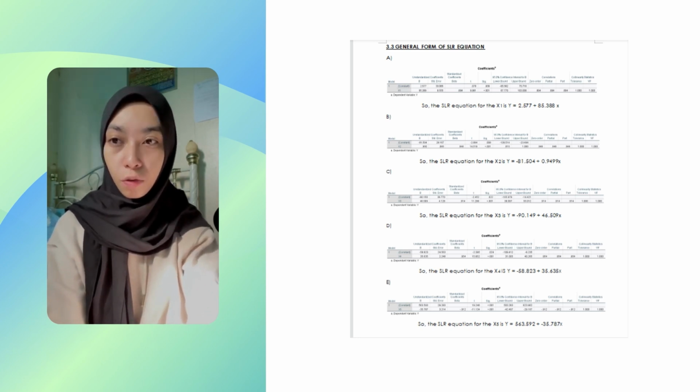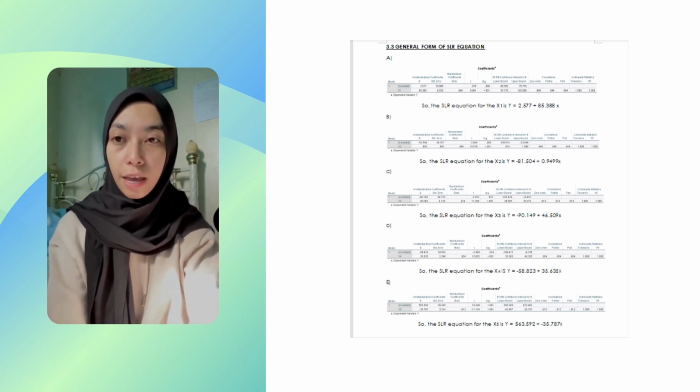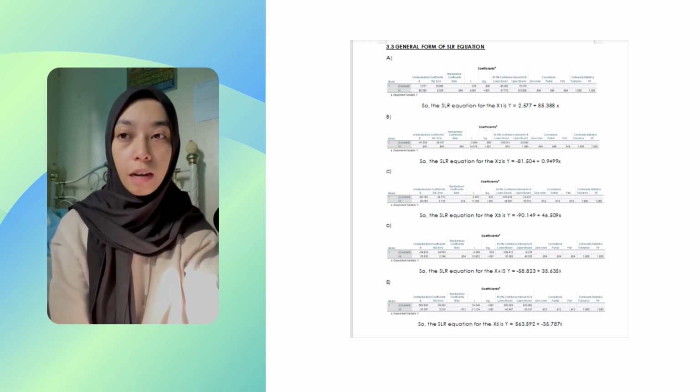Next is x2. The SLR equation for x2 is y equals negative 81.504 plus 0.9499. Next one is x3. The SLR equation for x3 is y equals negative 90.148 plus 46.509.